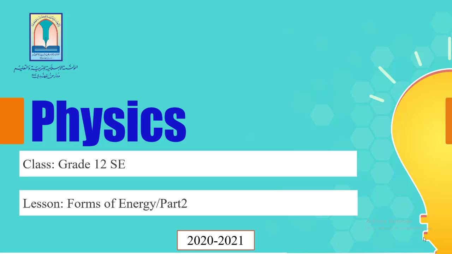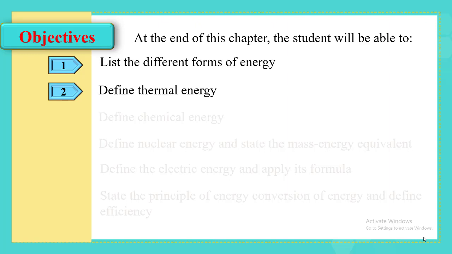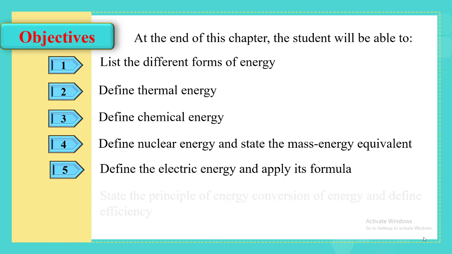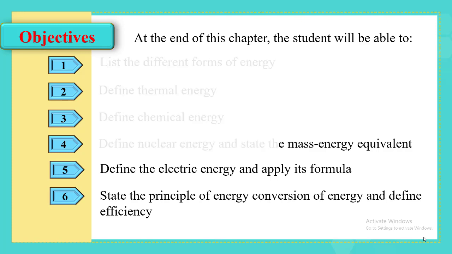Let's recall the objectives that have been discussed in the first part of this chapter. We listed the different forms of energy. We have defined thermal and chemical energy. Also, we have discussed the nuclear energy and the mass energy equivalence. In this video, we discuss the electric energy and its formula and the principle of energy conversion, and finally we talk about the efficiency of a converter.